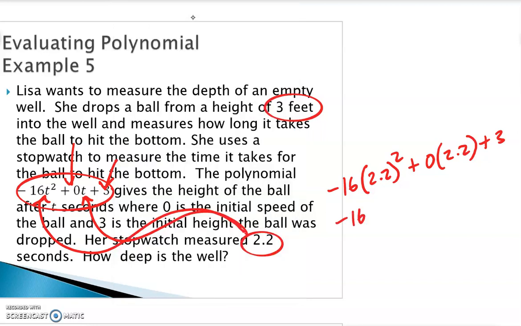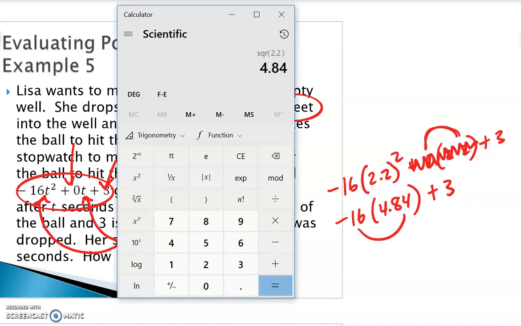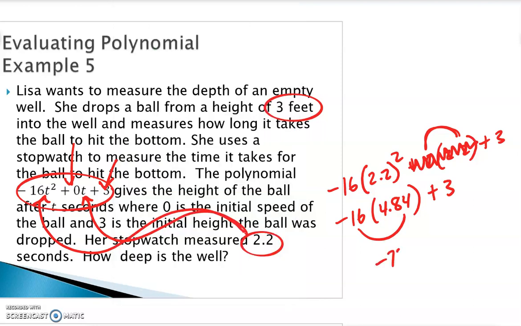So negative 16 times 4.84. Remember, 0 times anything is 0, so that just basically wipes out. We don't even need to write that. And then we can write plus 3. Remember, we need to multiply first before we add. So let's go ahead and multiply those values together. 16 times 4.84, negative, gives me negative 77.44. And then we need to add 3.